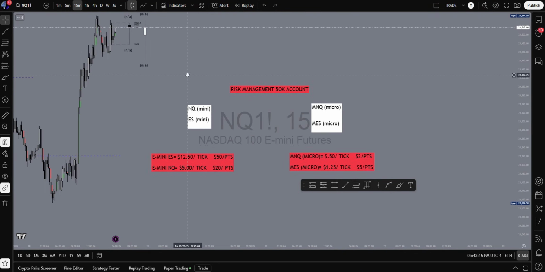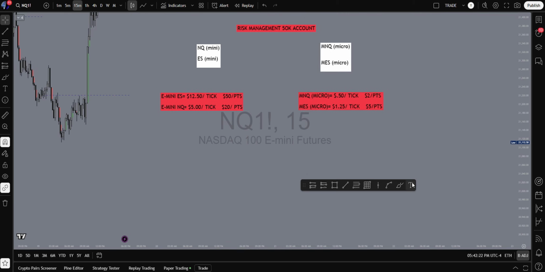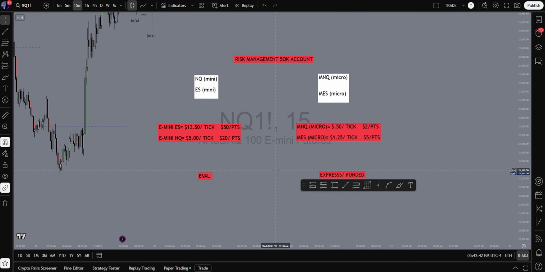What's going on, y'all? So today we're just gonna review risk management, specifically for 50Ks. I'm gonna go over an eval side and an express side as well. So let me just label these real quick. Express slash funded. I'm just gonna review the things that I do, so you don't have to listen to me.